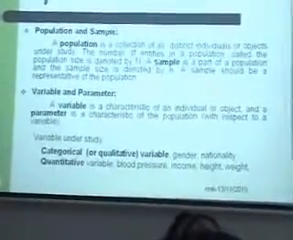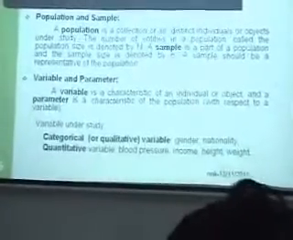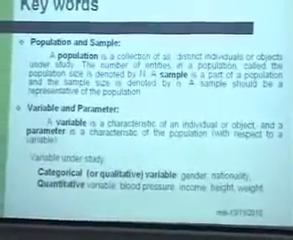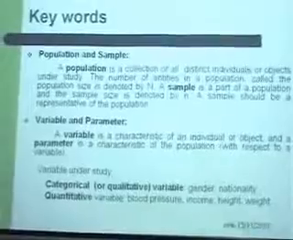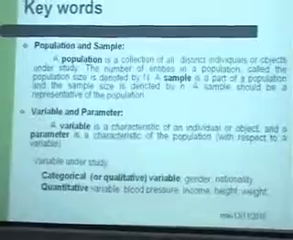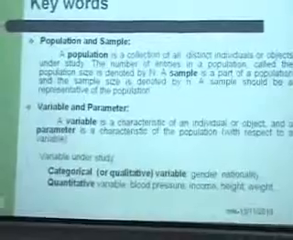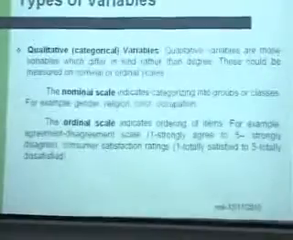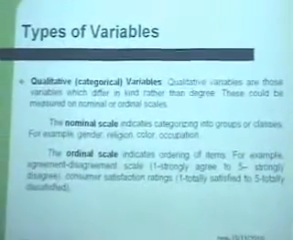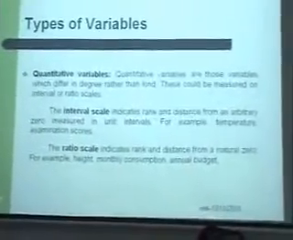Similarly, the variable and parameter. A variable is a characteristic of an individual. A parameter is a characteristic of the population. The variable under study is classified into two: categorical variables and quantitative variables. The categorical variable is again classified into nominal and ordinal. I think I explained all these words in the morning, so the rest of these slides. The quantitative variables are interval and ratio scale.